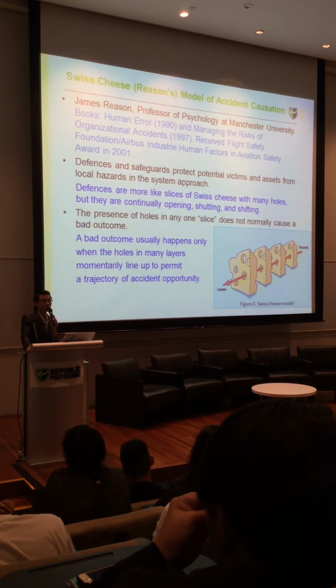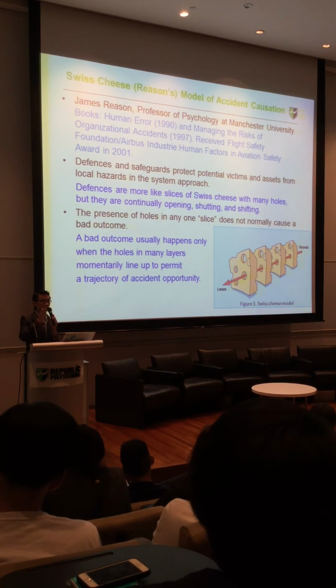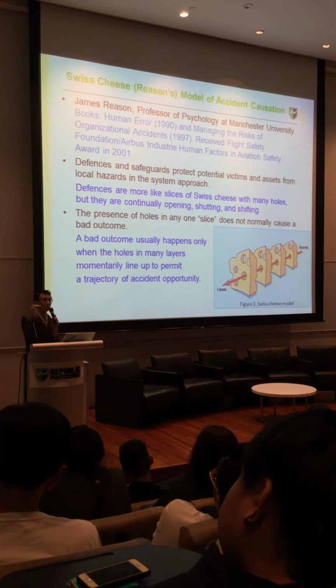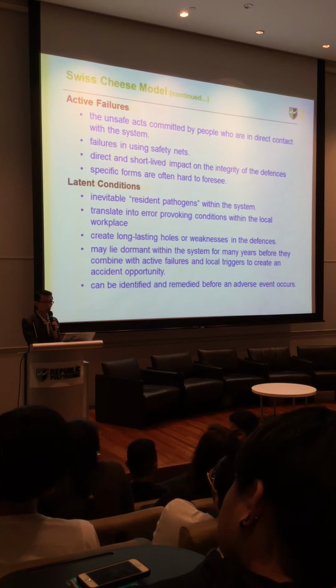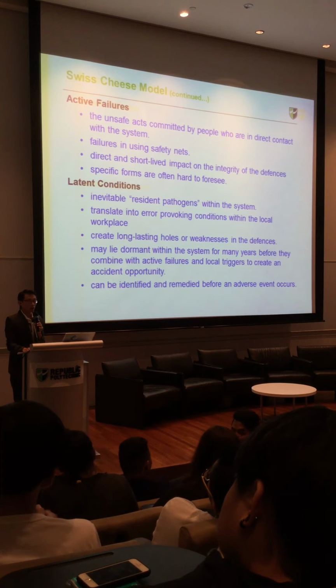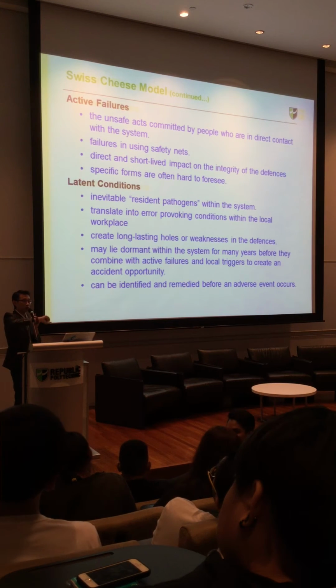Okay, so at this point in time, do you all understand the components of the Swiss cheese model? It's a model: slices, holes, and alignment. Okay, understand this cheese well. And then, in this chapter, there is always the active failures versus the latent failures.